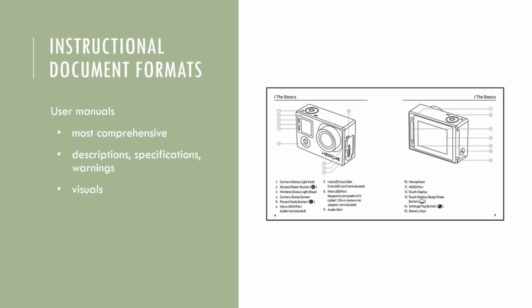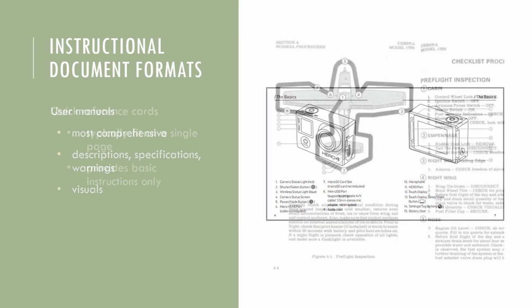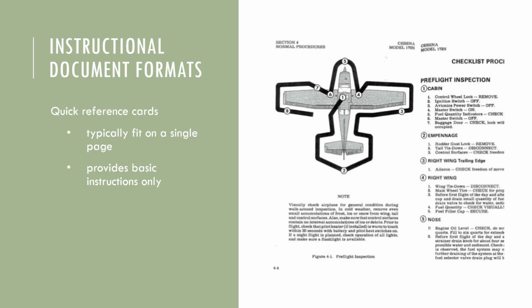When we talk about different kinds of instructional document formats, there's a number of them that we want to cover. One of them is user manuals. User manuals are probably the most comprehensive documents we deal with, and they contain descriptions, specifications, warnings, but especially when we're talking about consumer products, they also typically contain visuals. Like this example shown here, which is from the user manual, a long comprehensive document for the Hero 4 GoPro.